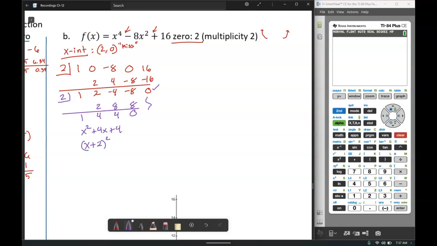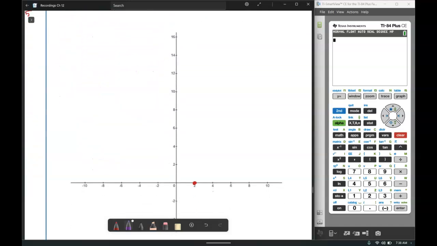squared, which means now we're actually going to have another multiplicity. When we set the factor equal to 0, we get an x value of 2 with a multiplicity of 2. X equals negative 2 with a multiplicity of 2. So we're going to have another multiplicity located in that kind of kiss intercept at that location.